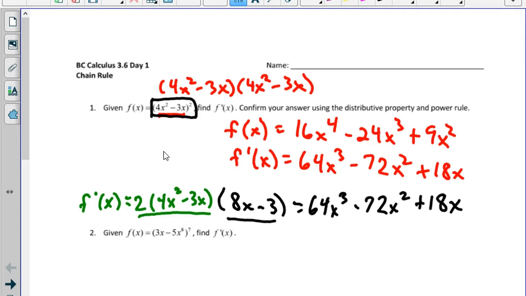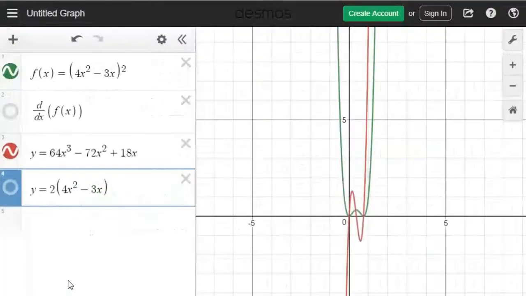It's actually pretty incredible that this works out that way, that if I take the derivative of the big function and then take the derivative of the layers on the inside as well, I end up getting that function. So what I can do is I can take a look at Desmos here. I can put the derivative of the inside. Notice if I use the power rule to take the derivative of 4x squared minus 3x, I get 8x minus 3. If I take a look at that, it ends up being layered right on top of the derivative.